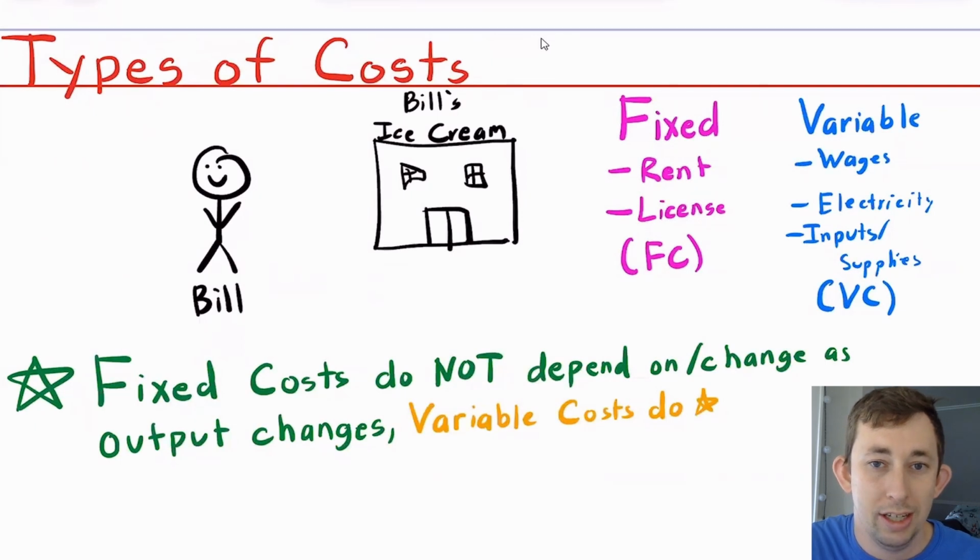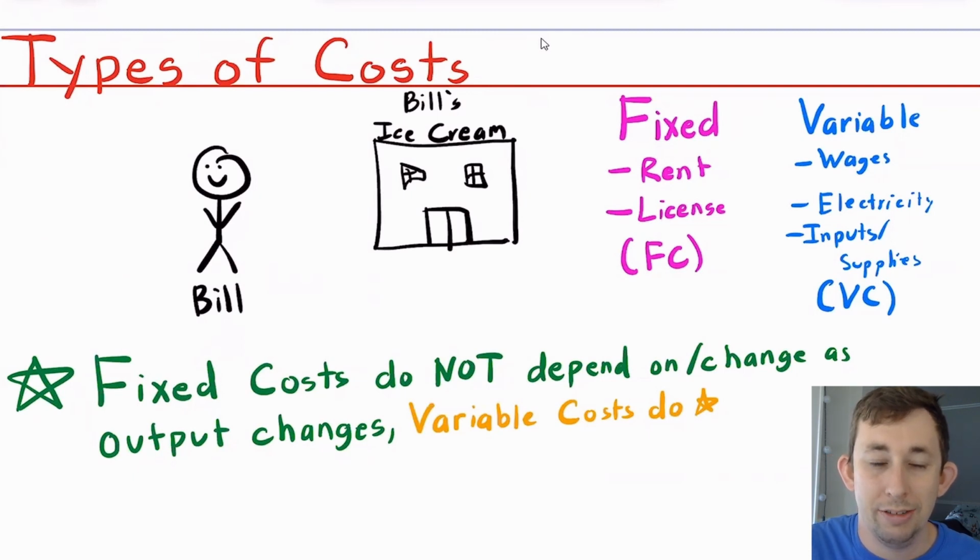That would be a fixed cost because, again, if Bill makes 0 ice cream cones or if Bill makes 100 ice cream cones or even 1,000,000 ice cream cones, in order to run that business in the town, he has to have a business license and he's got to pay for that. So that's a fixed cost. So that's sort of conceptually what fixed costs and variable costs are.